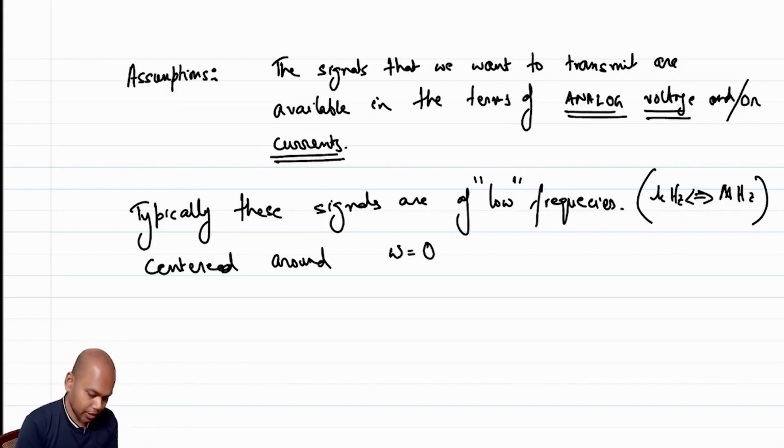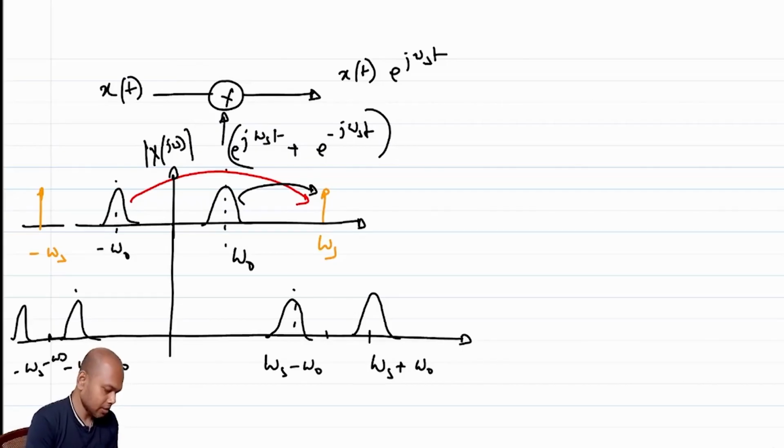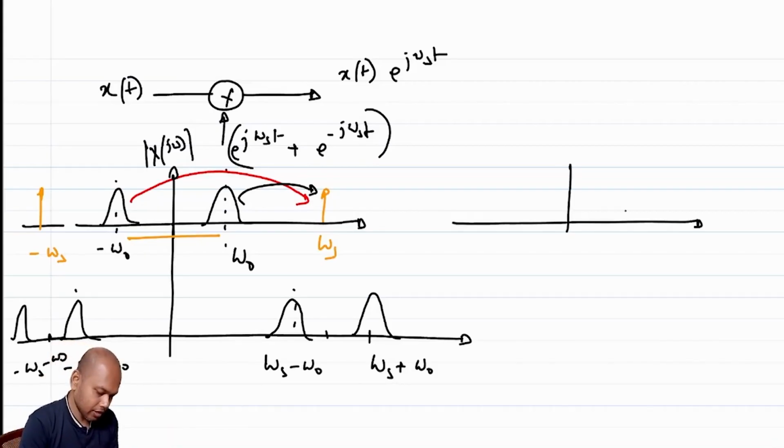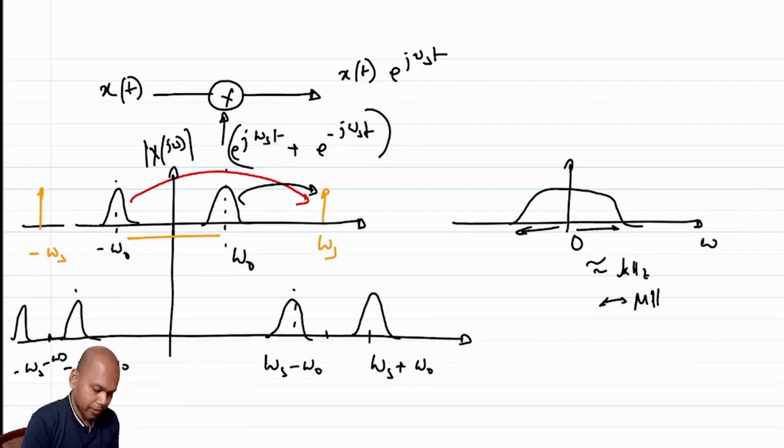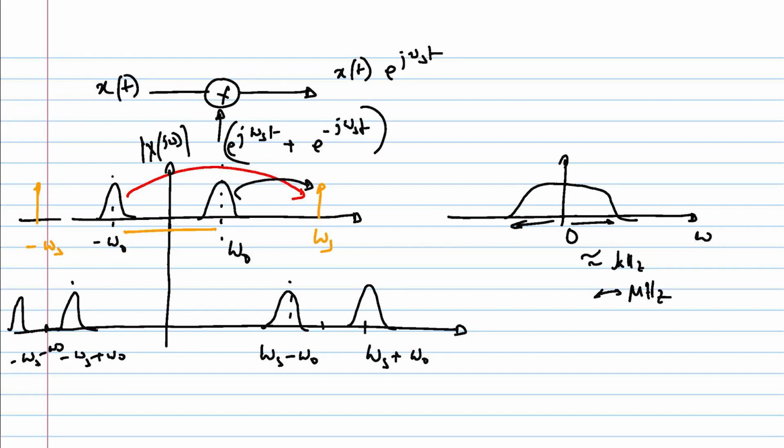Okay, so it's not a signal like this. Generally the signals are not like this. These signals, the voice signal or even any audio or video signal that we tend to transmit, they are centered around DC. Okay, and when I say this, the span can be of the order of kilohertz to megahertz. If it's an audio signal, it's few kilohertz. If it's a video signal, it's few megahertz.